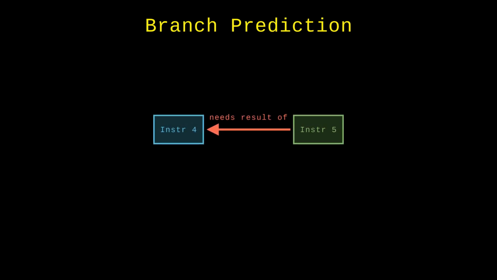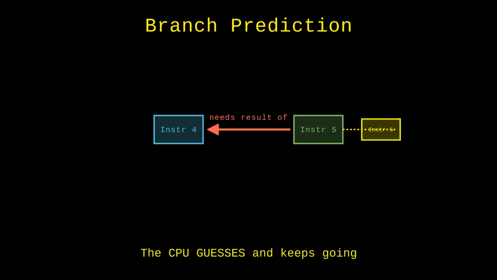Sometimes an instruction depends on the result of the instruction right before it. Like, instruction 5 needs to know the result of instruction 4 before it can do anything. But instruction 5 is already being fetched and decoded before instruction 4 has finished executing. What does the CPU do? It guesses. Seriously.